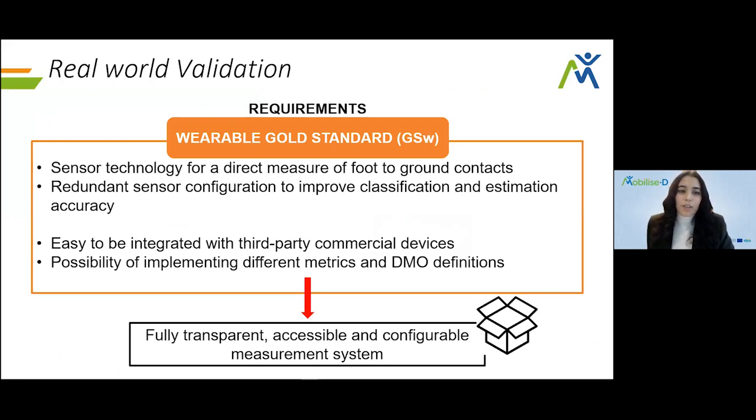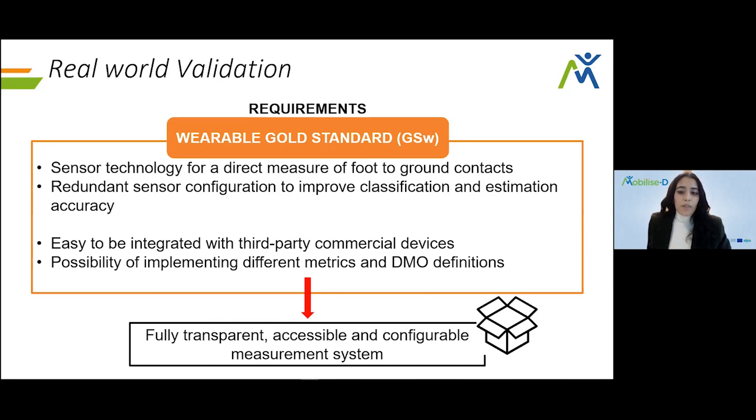Thank you, Claudia, for the introduction. Before getting to the heart of the topic, it's important to know that for an out-of-lab validation, we need a completely wearable system, which is robust and accurate enough to be used as a reference to test other technologies, so a wearable gold standard. Ideally, a system like this should include a sensor technology able to provide a direct measure of foot-to-ground contacts, which are the basis of gait analysis, since the definition of the gait cycle and all its phases depends on gait event detection.